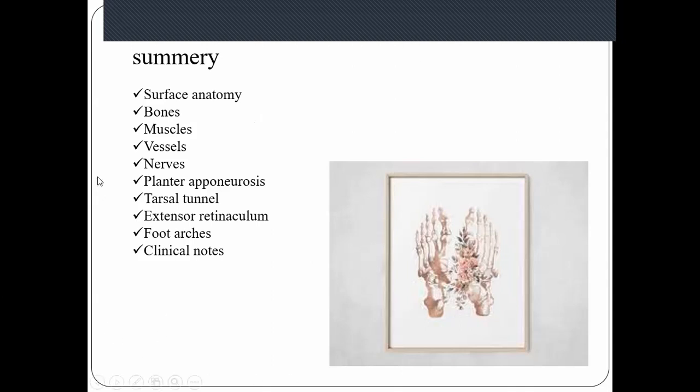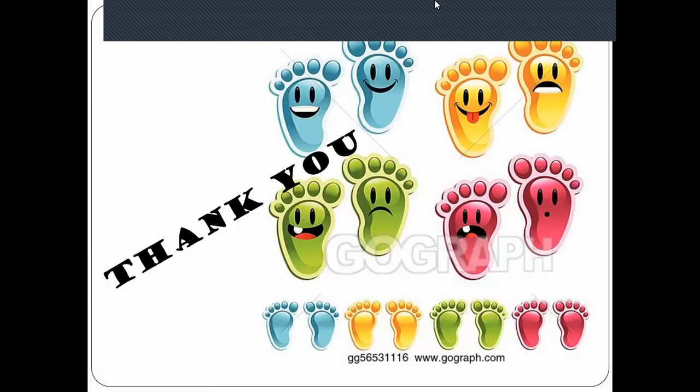In summary, we have discussed the surface anatomy, the bones, muscles, vessels, and nerves, and some extra points on the plantar aponeurosis, tarsal tunnel, and extensor retinaculum. So, thank you. This is the end of your lecture.